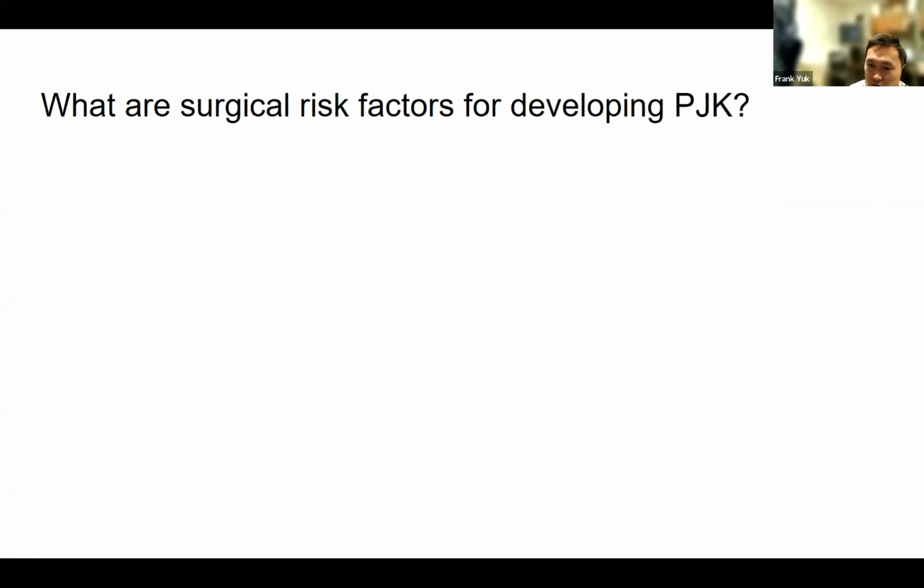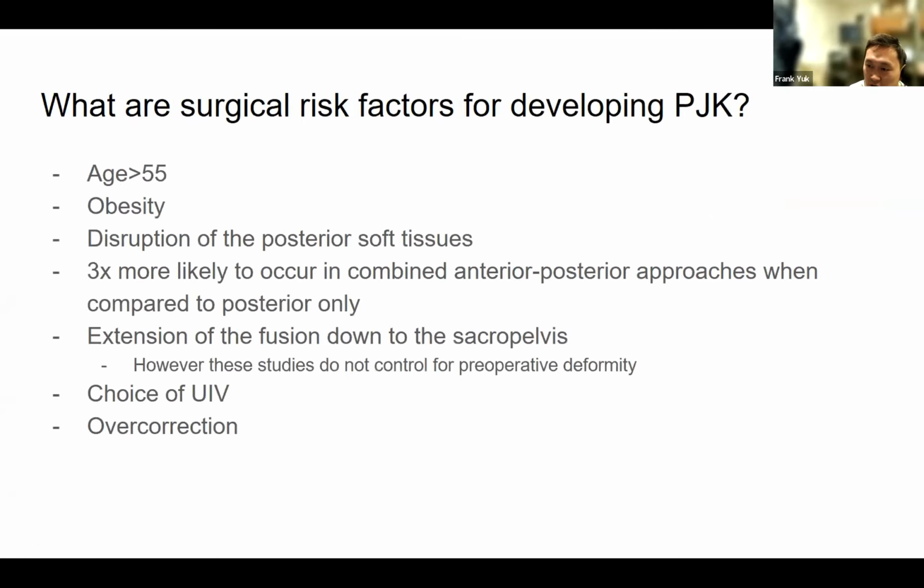And so the surgical risk factors for developing PJK are many, including age greater than 55, obesity, disruption of the posterior soft tissues at the UIV or levels above the UIV. It's 3 times more likely to occur in combined front-back procedures when compared to posterior only. And the extension of the fusion down to the sacrum or the pelvis. However, a lot of these studies didn't control for preoperative deformity, and your choice of the upper instrumented vertebral level also correlates with PJK and overcorrection.